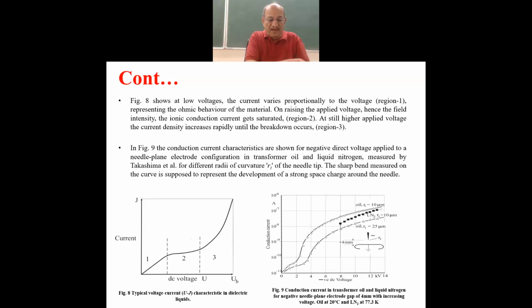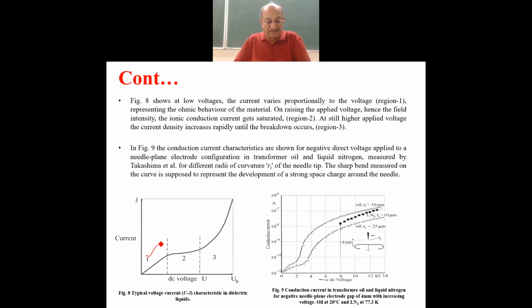As we had learned in the case of gaseous dielectrics, in solid dielectrics also, as you can see here, a schematic of the typical characteristic of current with increasing voltage in the solid dielectrics. It is just like the one we learned in the case of gaseous dielectrics. Figure 8 shows that the current varies proportionally to the voltage in region 1. Let's talk first about region 1.